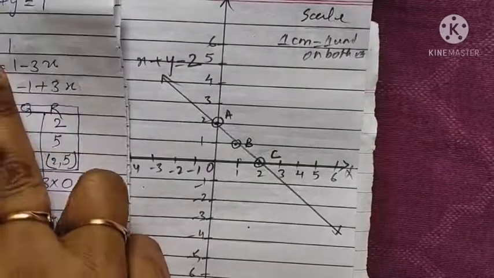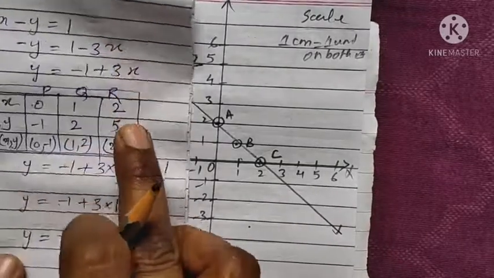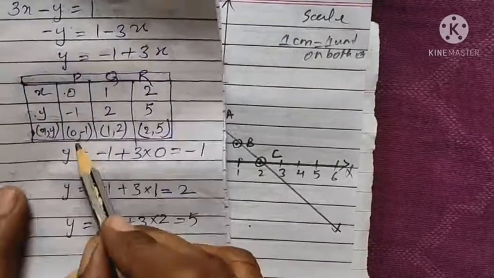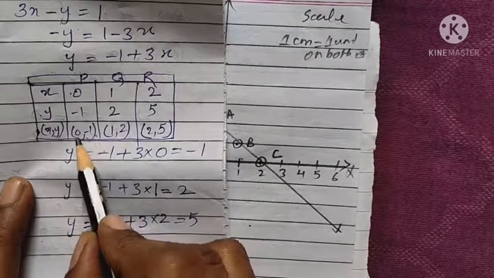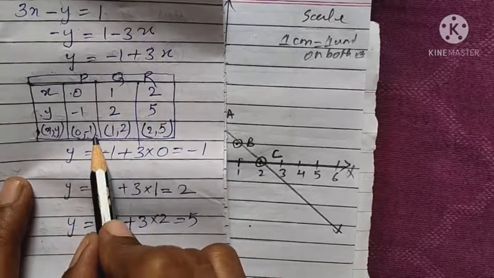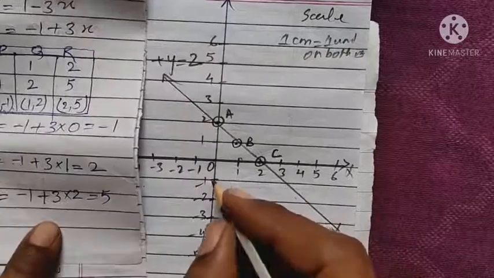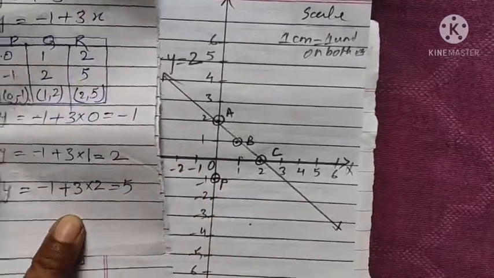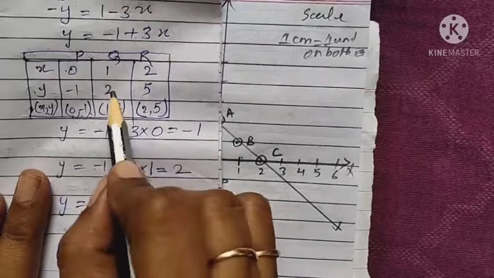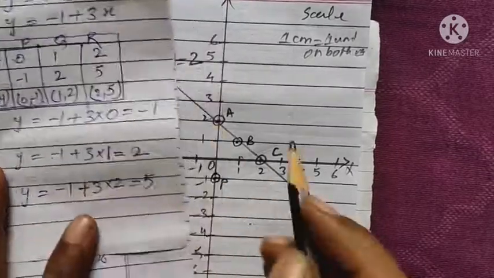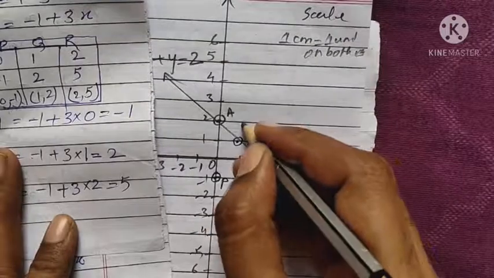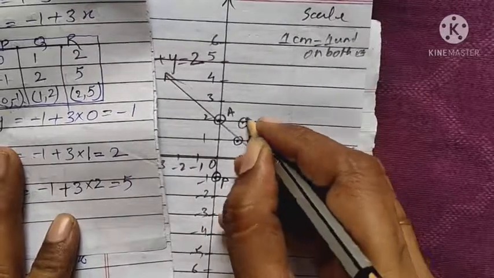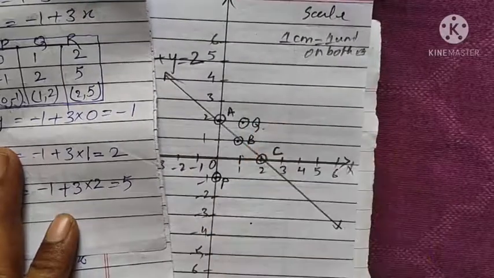Second equation 3x minus y is equal to 1. So first point you get 0, minus 1. X coordinate is 0, that means this point lies on y axis. On y axis minus 1 is here. Name of this point is P. Now the second point is 1, 2. This point lies in first quadrant. So in first quadrant 1, 2. The name of this point is Q.